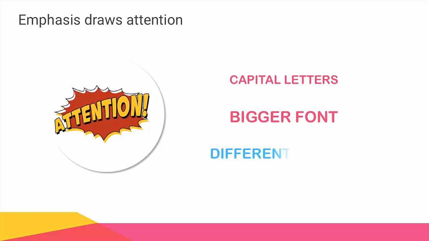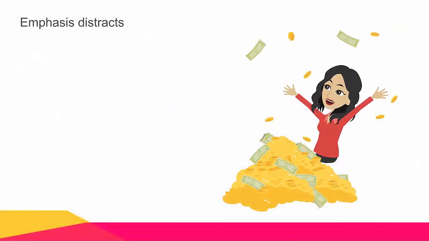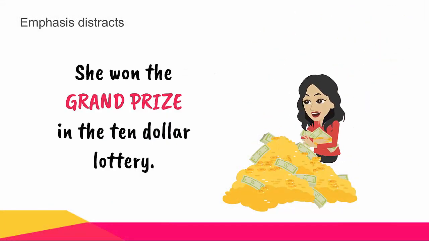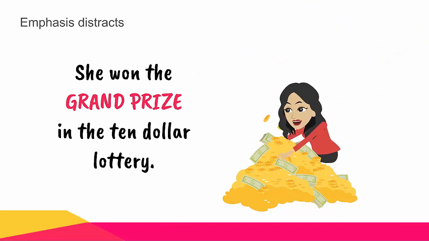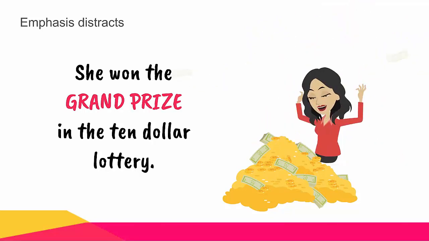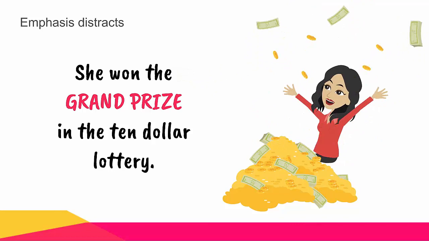We can draw a parallel with emphasis while writing, such that if you write a word in capital letters, a bigger font, or a different color, it will draw the reader's attention. Now, by emphasizing certain words, you remove attention from the other words in the same sentence. This means that they will become less noticeable.